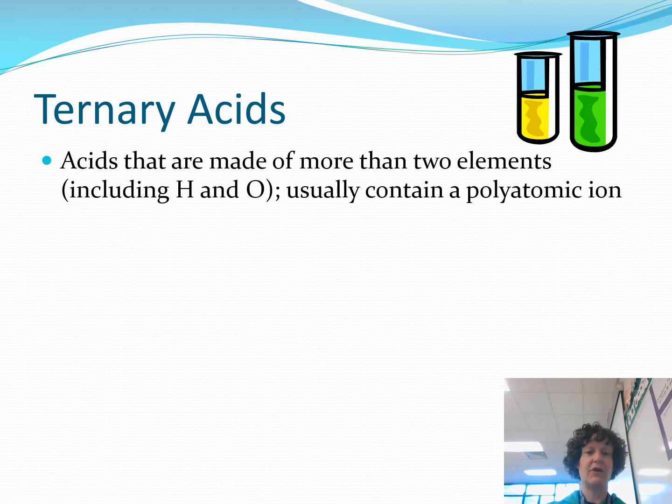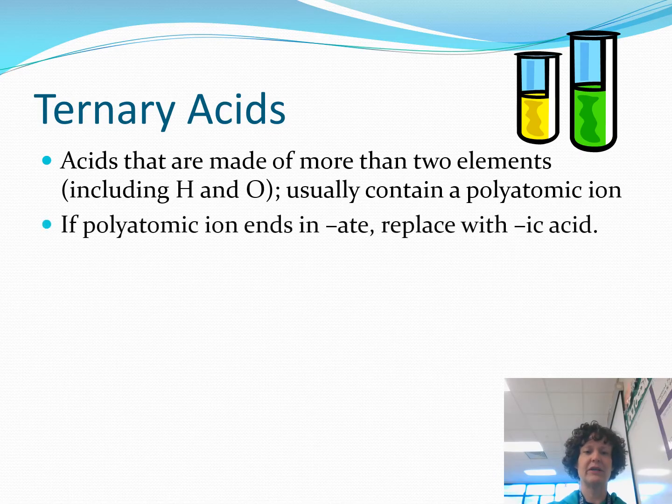If you have an acid that is made up of more than two elements, and that usually means there's a polyatomic ion in there, then that is going to be a ternary acid. Obviously it has to have hydrogen, because otherwise it's not an acid. But then it's going to have at least two other elements in there, maybe three. Usually one of those is going to be oxygen, because as you know, most of those polyatomic ions have oxygen.